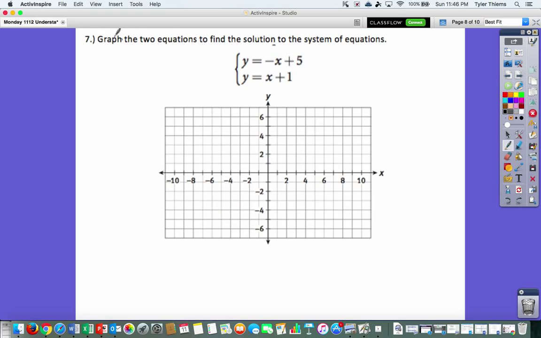I want you to do number 7 on your own right now. Remember, y is equal to mx plus b. So you're going to graph both of these equations. Use your y-intercepts, which would be 5 and 1. And use your slopes, which in this case would be -1 and 1. Good luck.